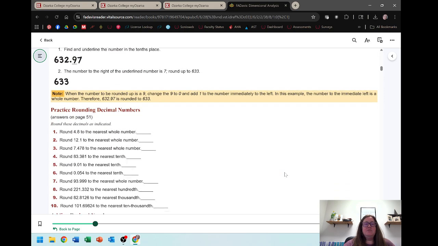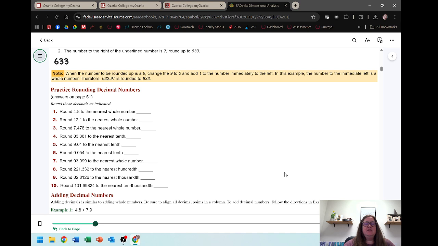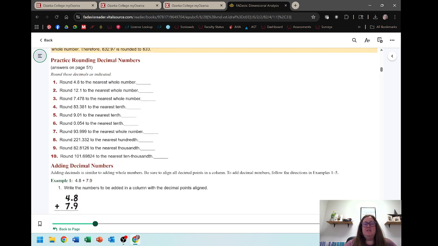So practice rounding to the nearest whole number, tenth, hundredth, thousandth, etc. Underline the place value we're rounding to, look to the number to the right of it, and then determine if that number to the left stays the same or if it goes up. It never decreases.